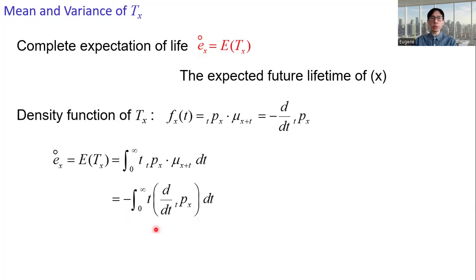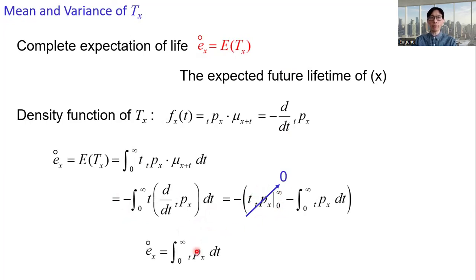To evaluate this integral, we use integration by parts. The first term here is simply 0. You substitute the infinity into tp_x, we get infinity p_x, which is 0. And the lower limit is 0, so 0 times this is 0 as well. So the first term is 0, and we get the expression for the complete expectation of life: the integral of tp_x dt evaluated from t equals 0 to infinity.